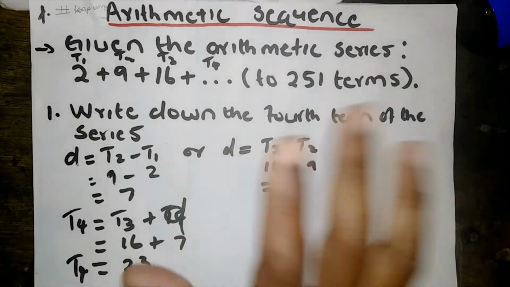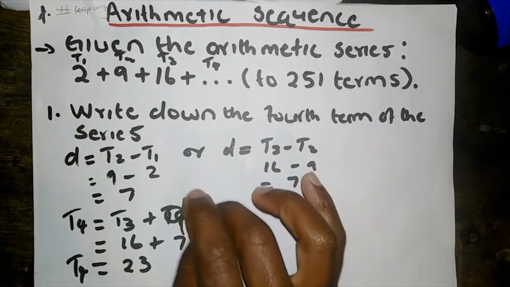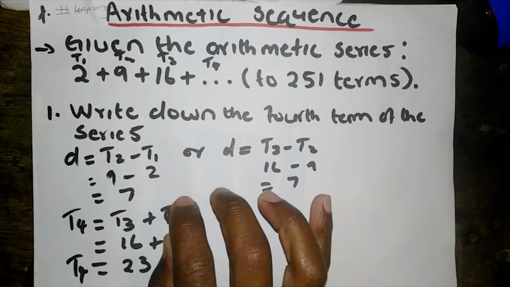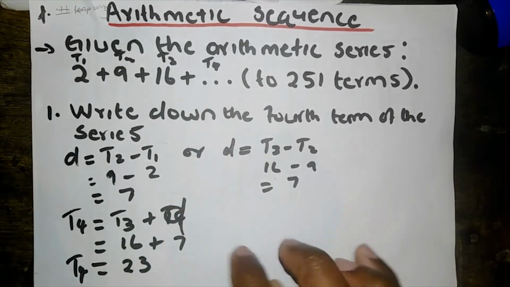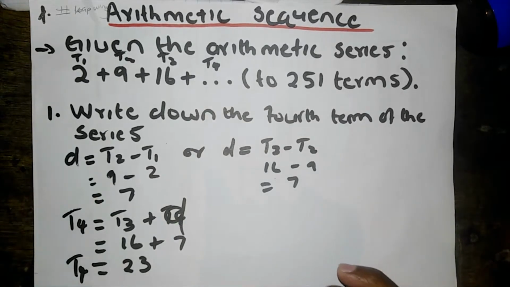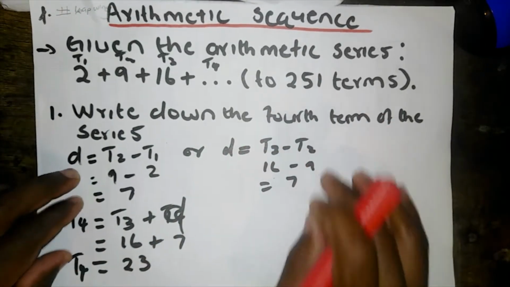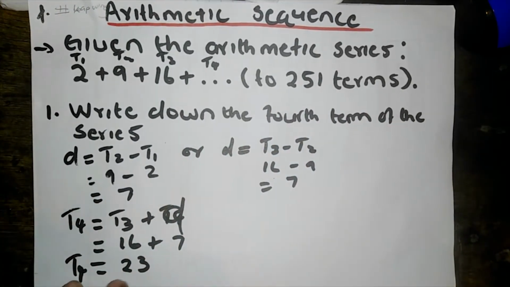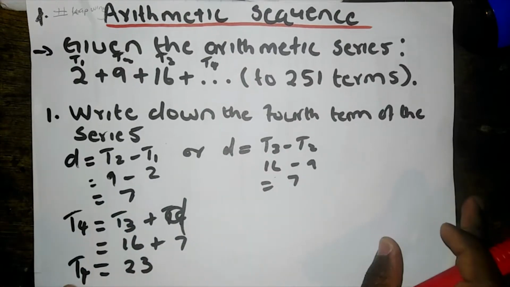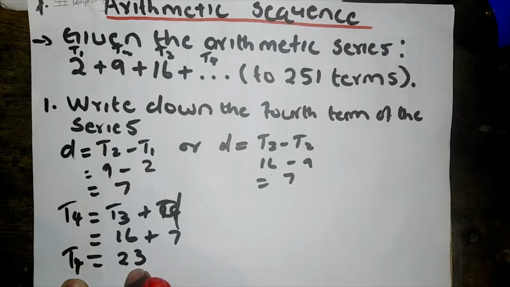Hi guys, this question I did on my last tutorial video, based on arithmetic sequences. The question was to write down the fourth term of the series, of which the answer was 23. So T4 is equal to 23.